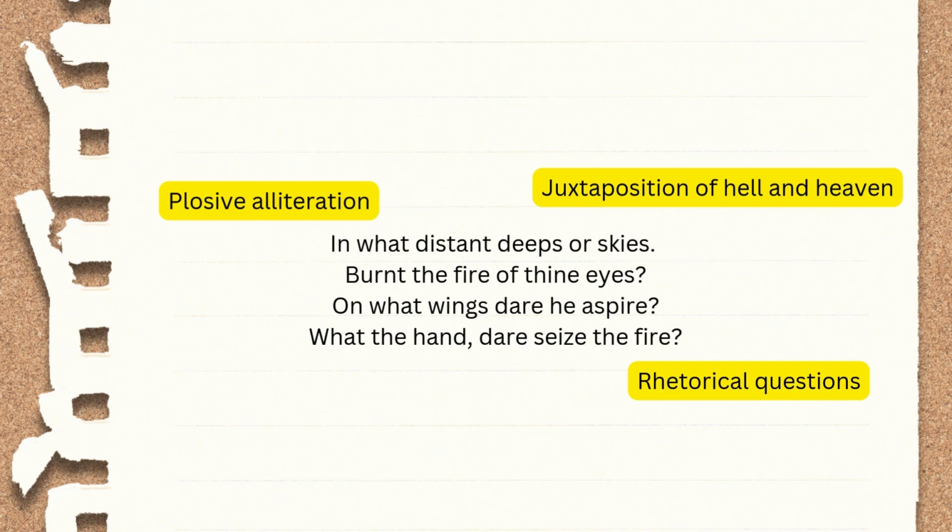So the next stanza, in what distant deeps or skies? So again, we've got that plosive alliteration, distant deeps. So wherever this creator is that created the tiger, it's distant, it's far away. Okay, it's something again that isn't close enough for the speaker to understand. But then we have this juxtaposition between deeps, something really, really far below, or skies, something up above. And this potentially is a symbol of deep being hell versus heaven. And I think that again really encapsulates what the speaker is questioning.